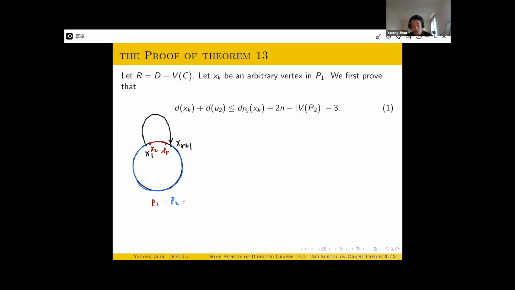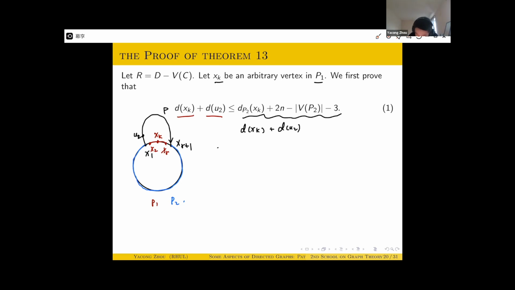So the first fact I want to show you is that for any vertex xk in P1, the degree of xk plus the degree of u2, which is the second vertex on the C bypass P here, is at most this number. And I will try to show you in detail.